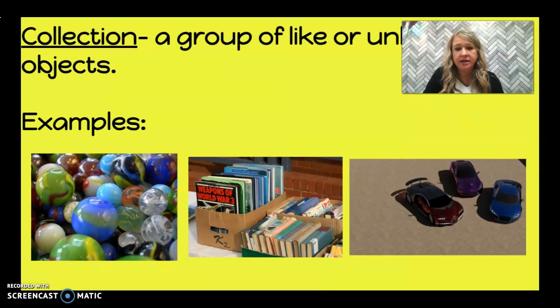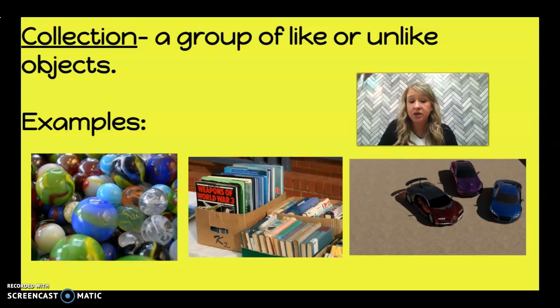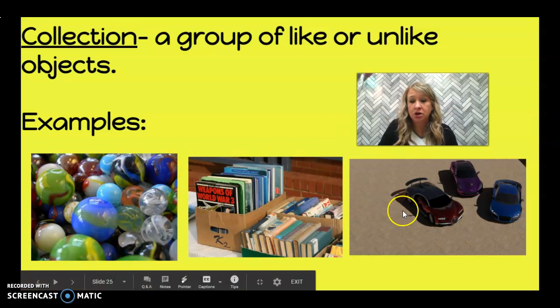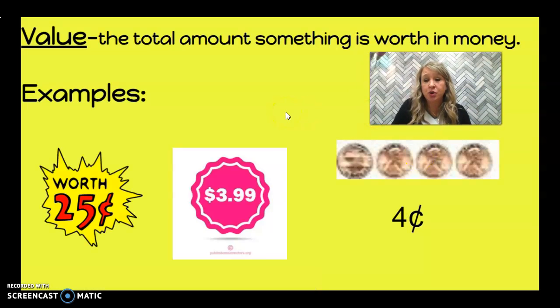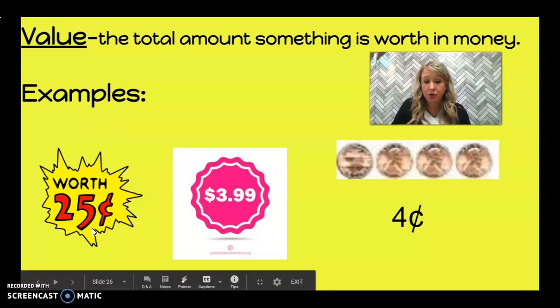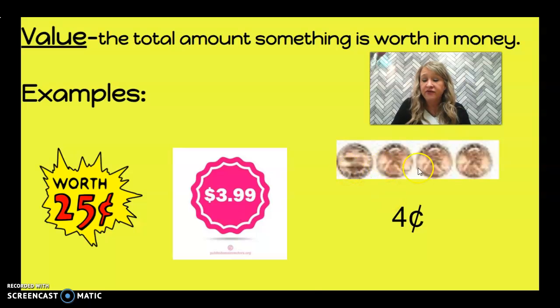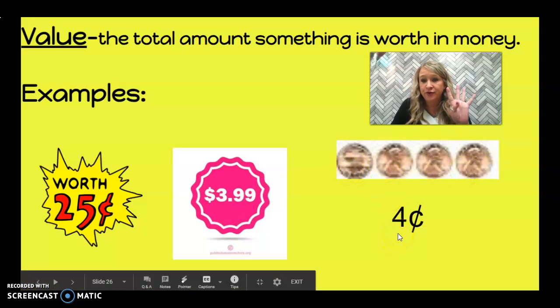We learned that a collection is a group of like or unlike objects like these, marbles, books, and cars. And that the value is how much something is worth in money. For example, 25 cents. Something is worth 25 cents, $3.99. Or 4 pennies is worth 4 cents.